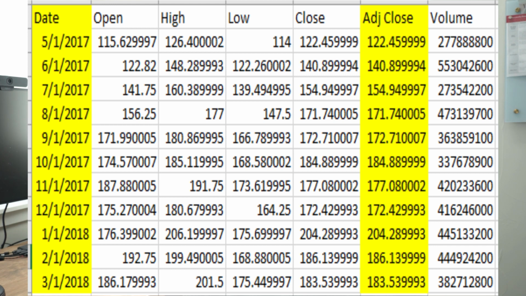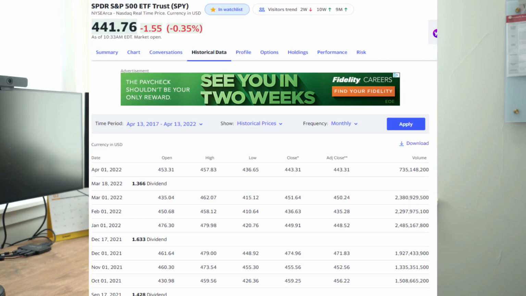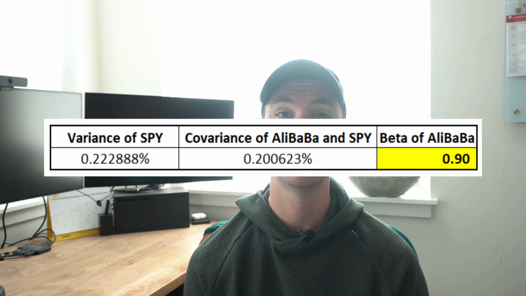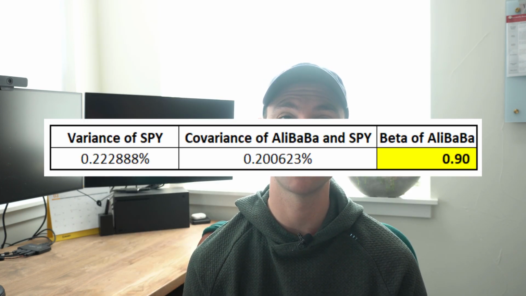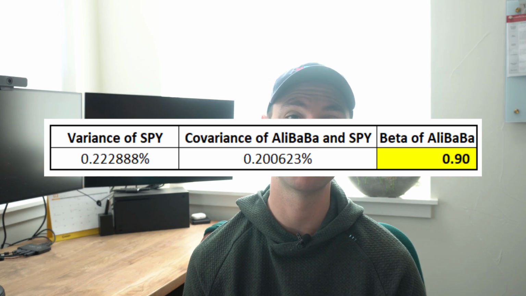our beta template. I have this in the WACC spreadsheet, and now what we're going to do is this exact same thing for SPY, which is going to represent the total market. Once this data has been pasted into my file, it'll calculate the beta, which basically represents how much Alibaba stock fluctuates compared to the total market. A beta of 1 would mean the underlying stock moves perfectly in sync with the market.